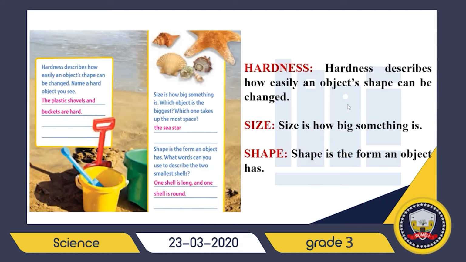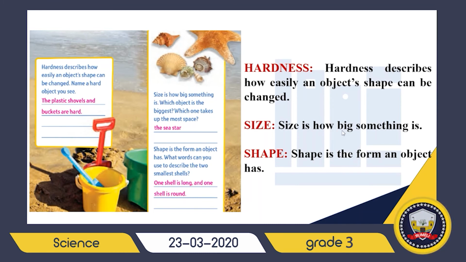Good job. Okay, hardness. Hardness describes how easily an object's shape can be changed. So, name a hard object you see in this picture. We say the plastic shovels and buckets are hard because it's hard to change the shape of plastic shovels, right? Good job.